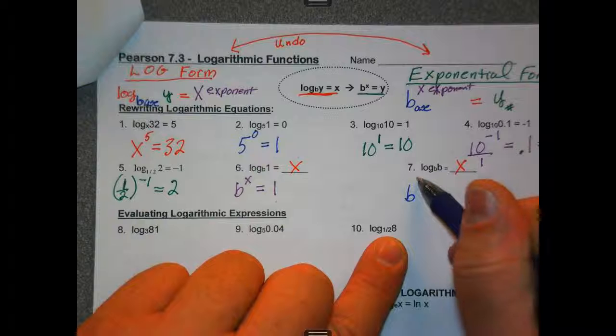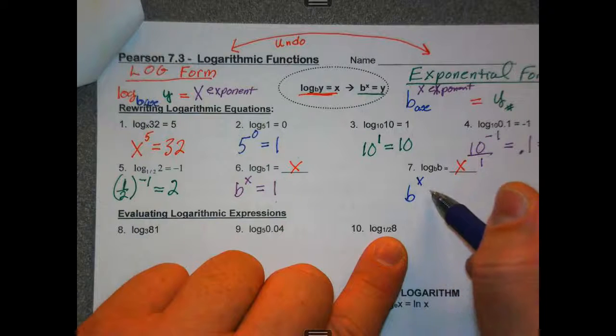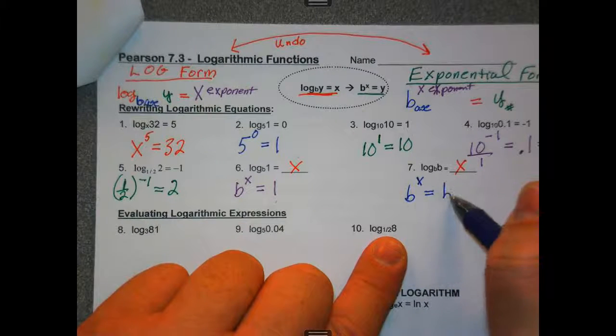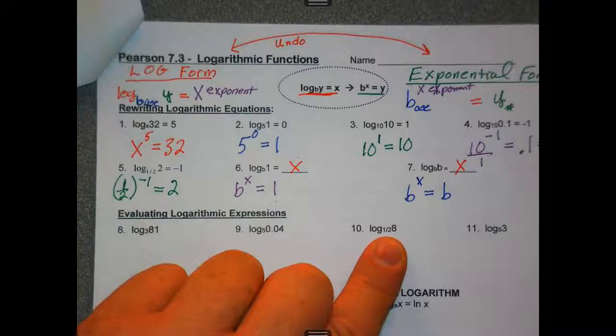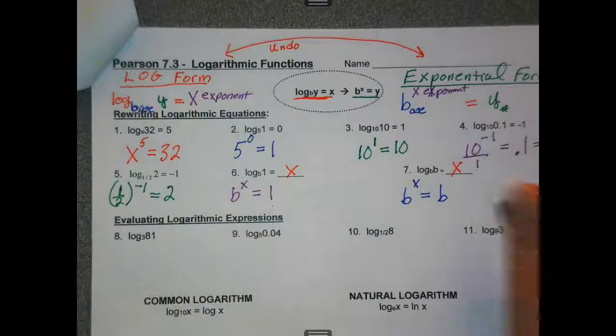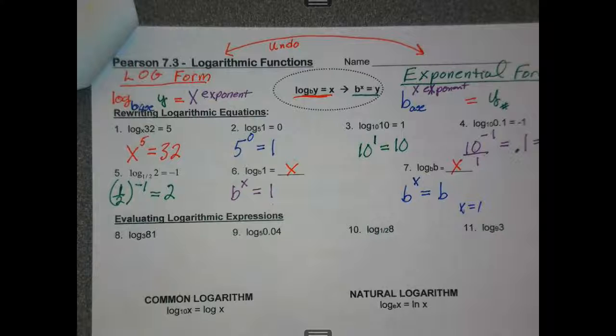B. X equals b. So this time, what's my x, Riesel? 1. Okay. All right. That leads us to the next set of problems.